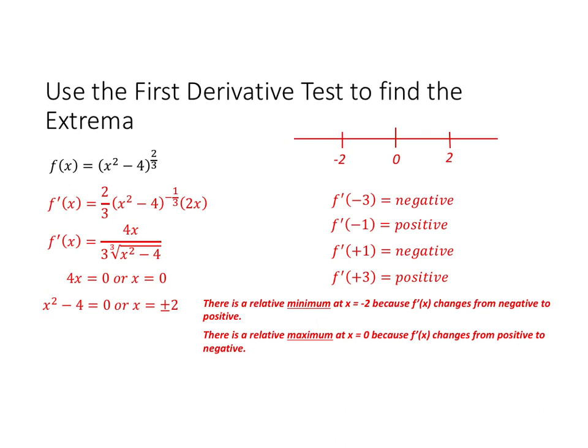Next, between minus 2 and 0, it's positive. From 0 to positive 2, it's negative. So this tells me that there's a relative maximum at x equals 0, because the derivative changes from positive to negative. Lastly, we know that at x equals plus 2, since the derivative is negative here and positive here, there's going to be a relative minimum at x equals plus 2, because the derivative changes from negative to positive.